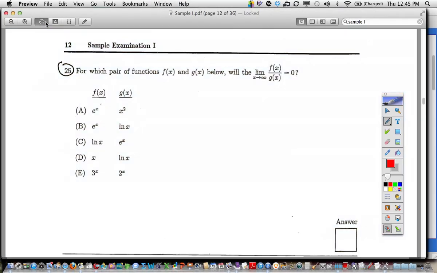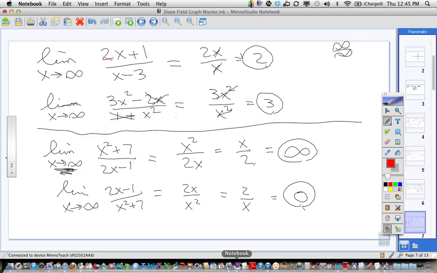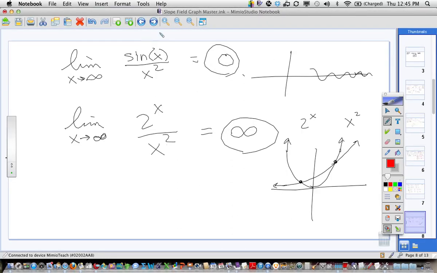Okay. Now, before we do this one, let's talk about these. So here we just kind of looked at this situation. Sine of x, as x gets really big, sine is just bouncing back and forth, right? 1 to -1. So it's kind of staying fairly constant. And then the bottom's really big. So a number basically over something really big, that's going to be 0.